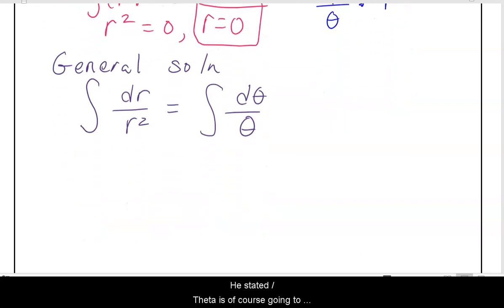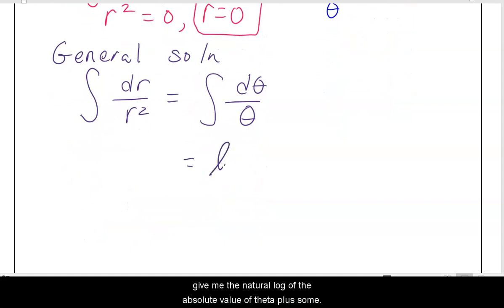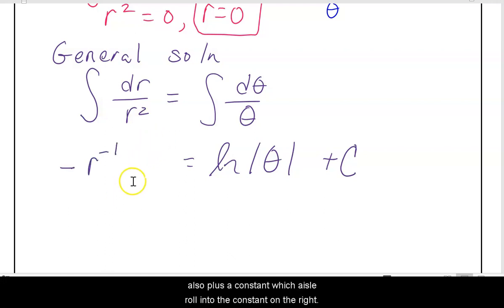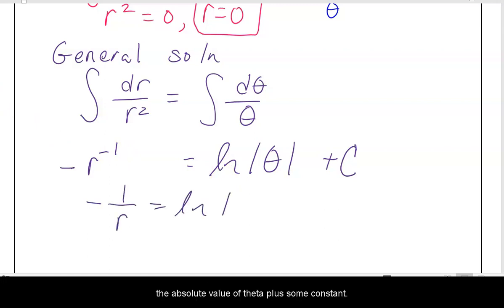D theta divided by theta is, of course, going to give me the natural log of the absolute value of theta plus some constant. On the left, I can think of dr over r squared instead as the integral of r to the negative 2. That leads to r to the negative 1 times a negative 1, also plus a constant, which I'll roll into the constant on the right. This lets me write negative 1 over r equal to the natural log of the absolute value of theta plus some constant.